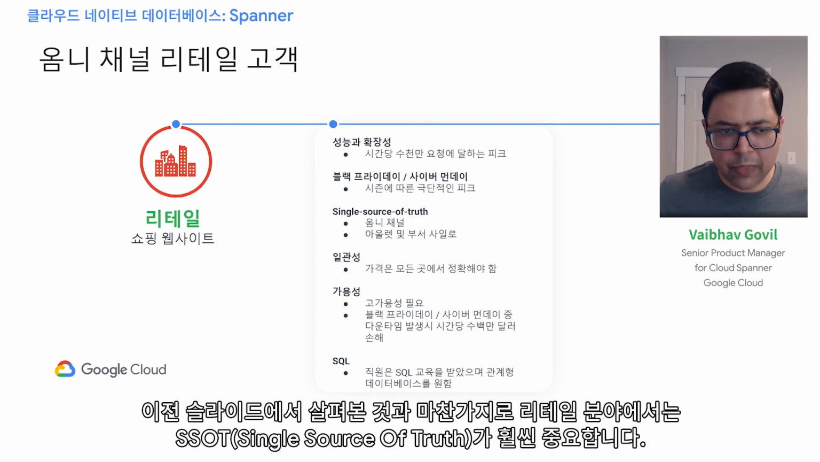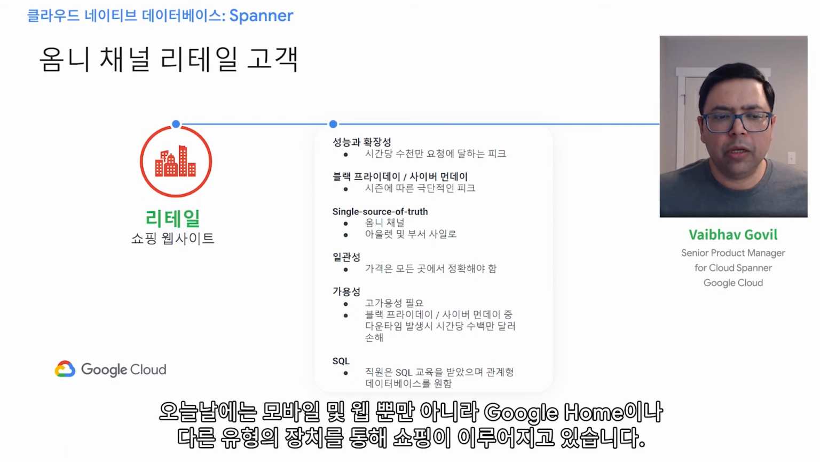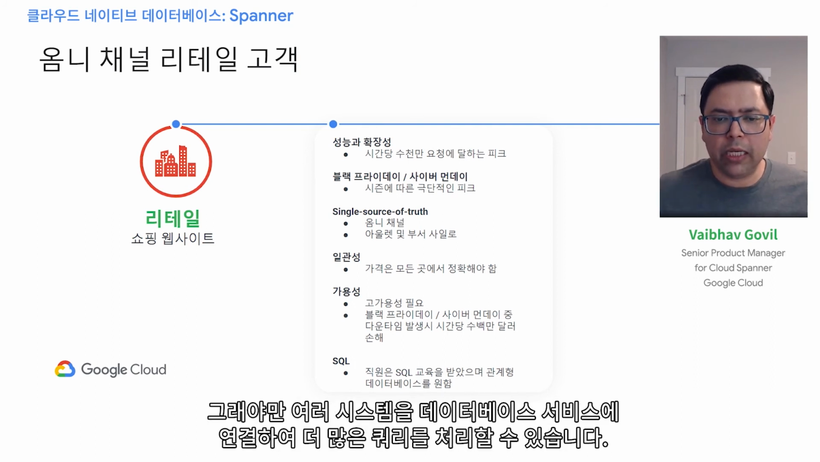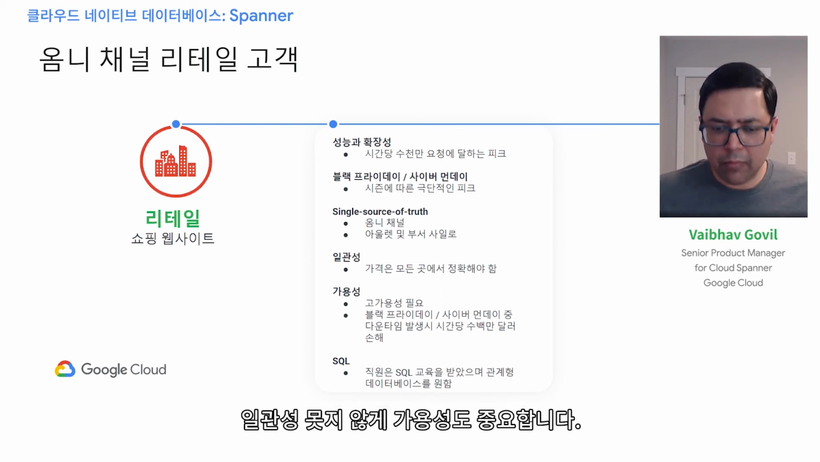Single source of truth, and this was true in the previous slide as you saw. But in the case of retail, it's even more critical. These days, in addition to mobile and web, you are shopping from your Google Home and those kinds of other devices as well. So providing a consistent view of data for a retailer is extremely critical. That means more queries, and the ability for multiple systems to connect to your database service. Consistency, again, availability.